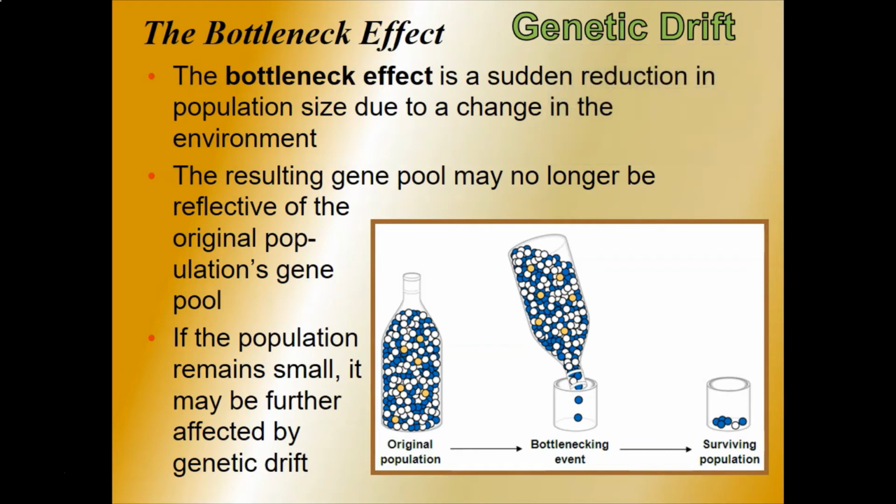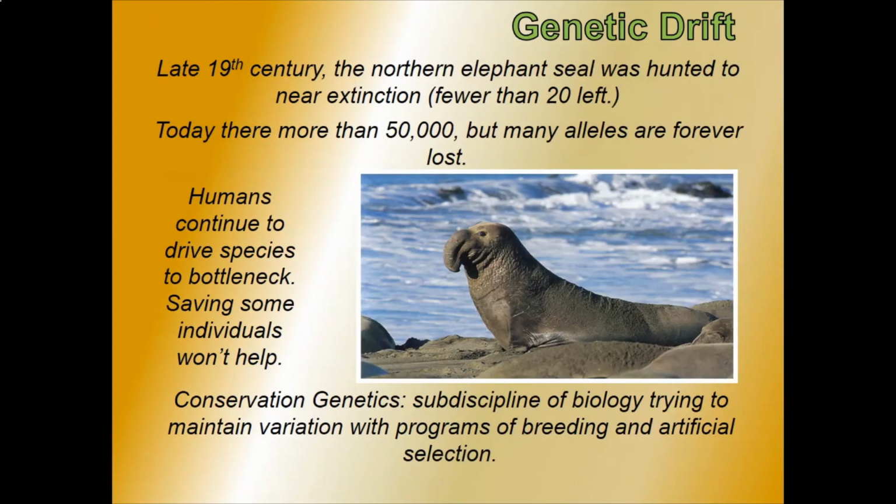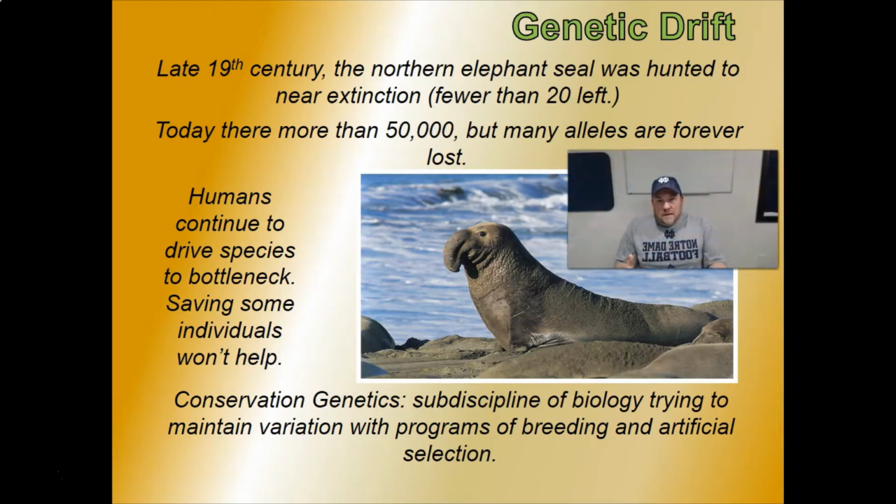Right? So the bottleneck effect, and you can see here, in the late 19th century, the northern elephant seal was hunted to near extinction. Okay, and I could see why. I mean, look at these. Yeah. But anyway, there were fewer than 20 left, and that's not funny. Obviously, we love our organisms on the planet, and biodiversity is very important. So today there are more than 50,000, but many alleles are forever lost, right? So we keep driving these species to extinction through bottleneck events.